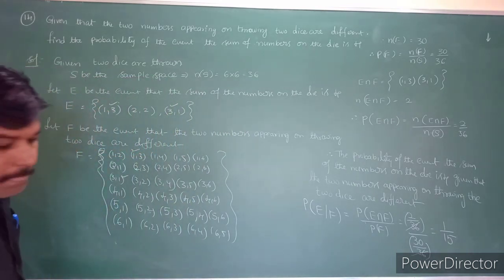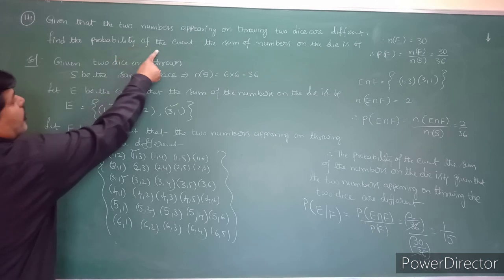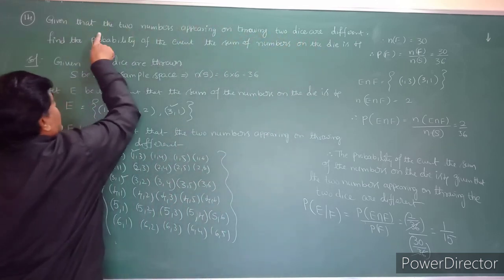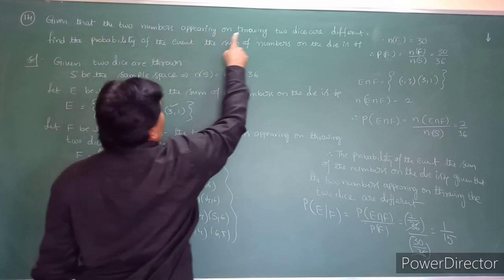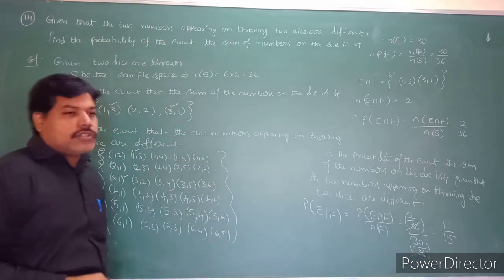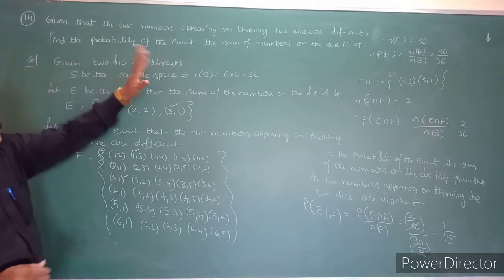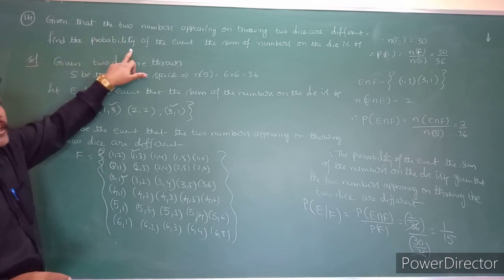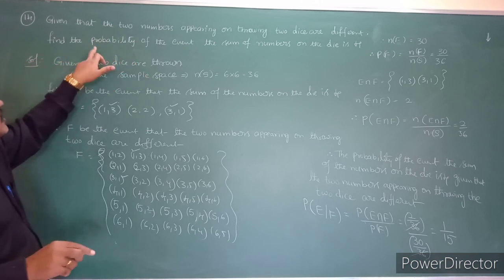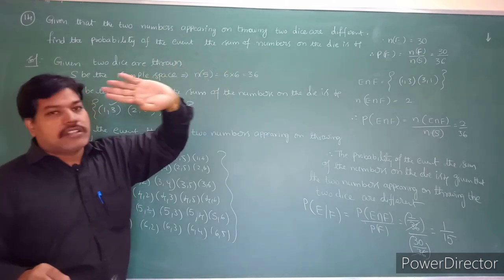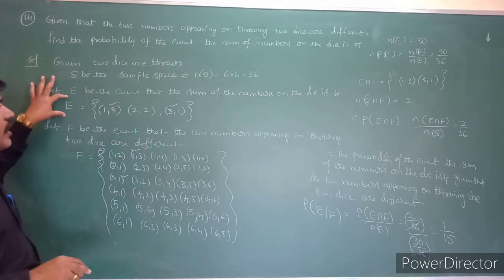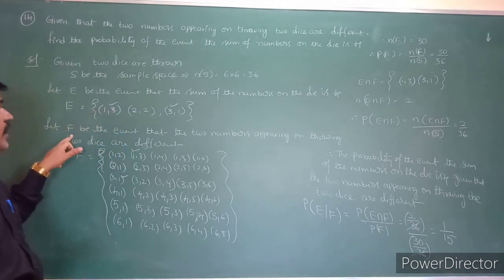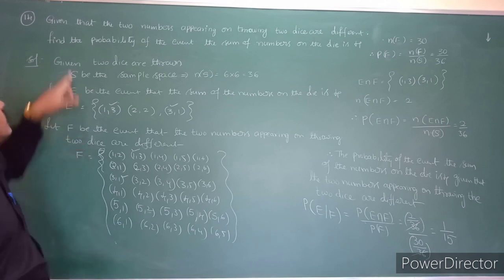So what is the question? They are asking to find the probability of the event the sum of the numbers on the die is 4, given that the two numbers appearing on throwing the two dice are different. So first, let S be the sample space. First you have to understand what is the E, what is the probability they are asking. They are asking the probability of the event the sum of the numbers on the die is 4. So you have to take the event E. Next you have to take the F, given that meaning is F.